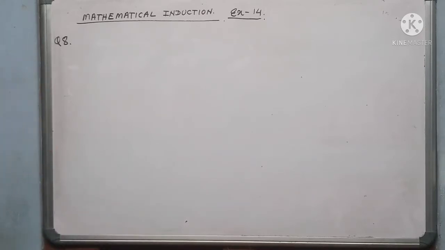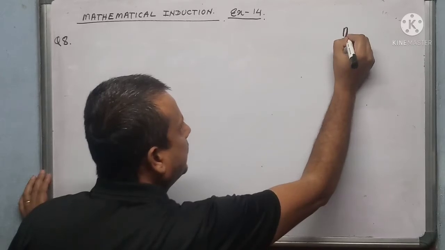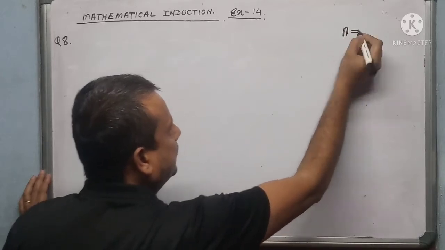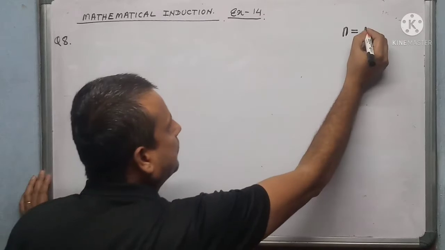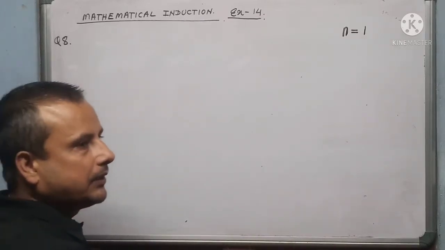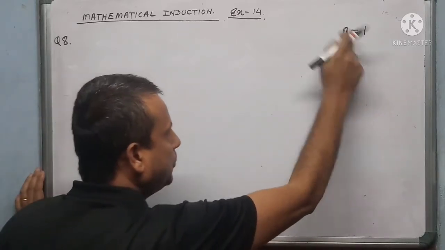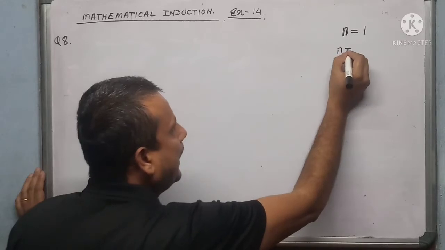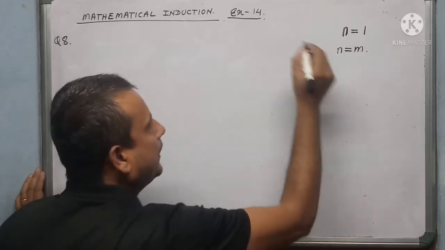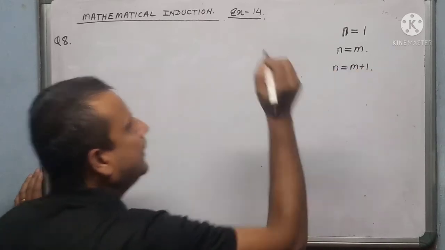To use mathematical induction, first you have to satisfy the given equation or number series by putting n equals 1. You have to prove the left hand side is equal to the right hand side. After proving n equals 1 is true, you substitute n equals m. And the last one is to verify n equals m plus 1. These are the three steps that you have to do.